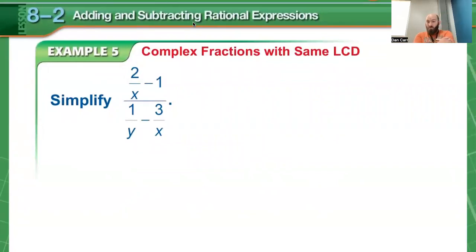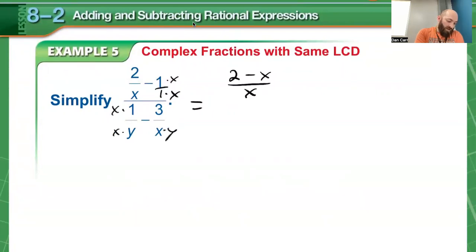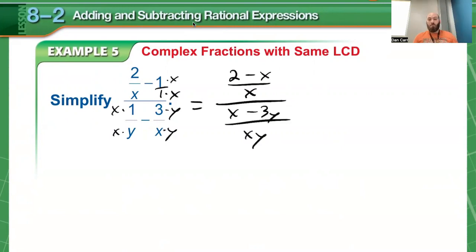So we have 2 over x minus 1. Again, I'm going to make that into a 1 over 1. My least common denominator here between x and 1 is going to be x. So I multiply that by x and that by x. This is going to become 2, and I'm going to take a little bit of a shortcut: 2 minus x over x. That'll be a little bit quicker on that one. Down here, multiply this by x and this by y, so times x and times y. So my bottom half is going to be 1 times x is x minus 3y all over xy.